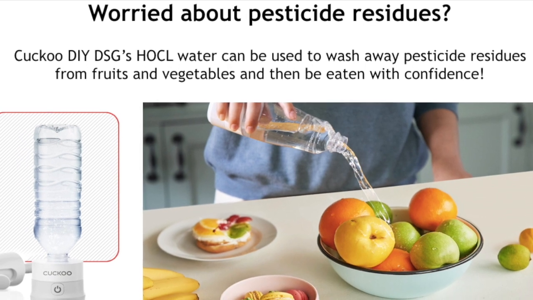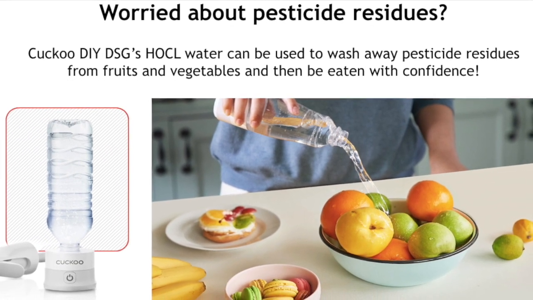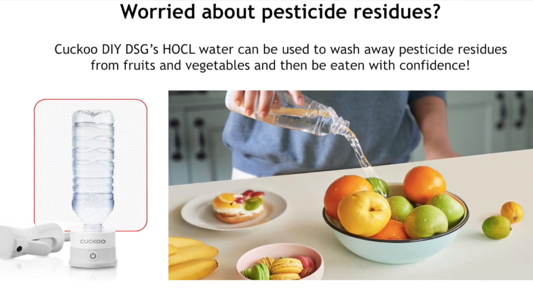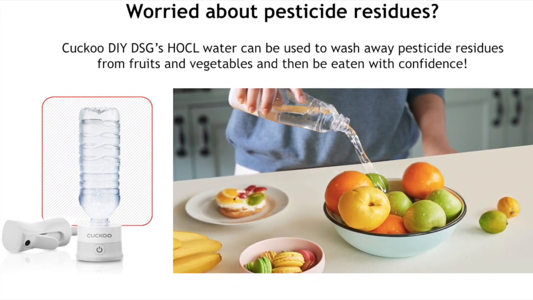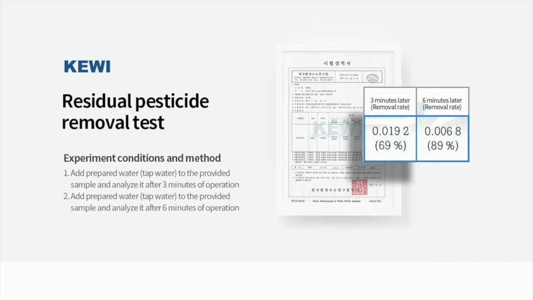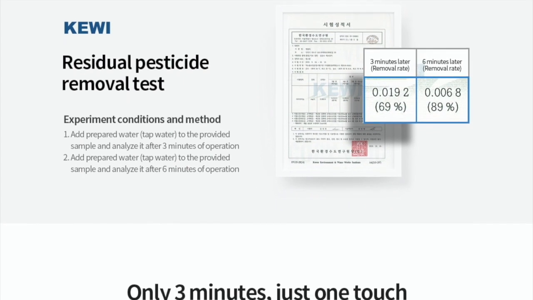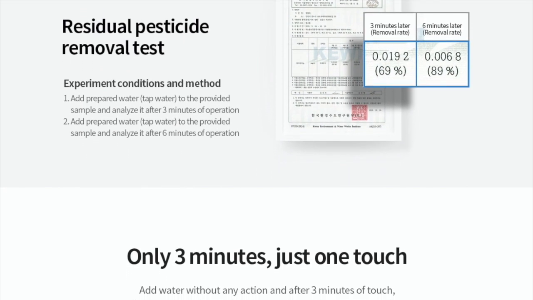Worried about pesticide residues? Cuckoo DIY DSG HOCl water can be used to wash away pesticide residues from fruits and vegetables, which can then be eaten with confidence. Residual pesticide removal test reveals the product can remove 89% of pesticide residue.